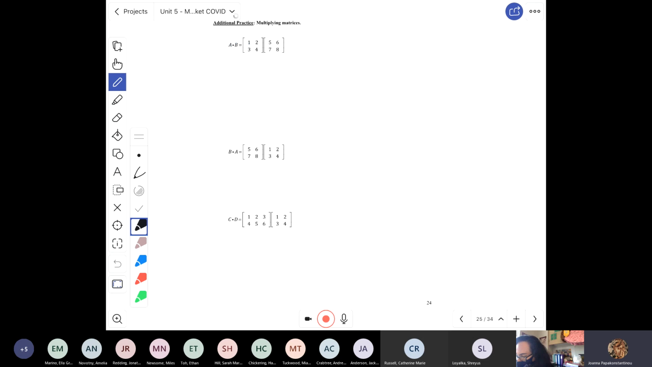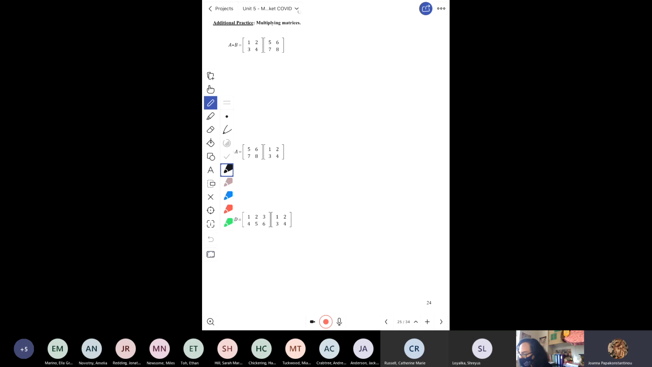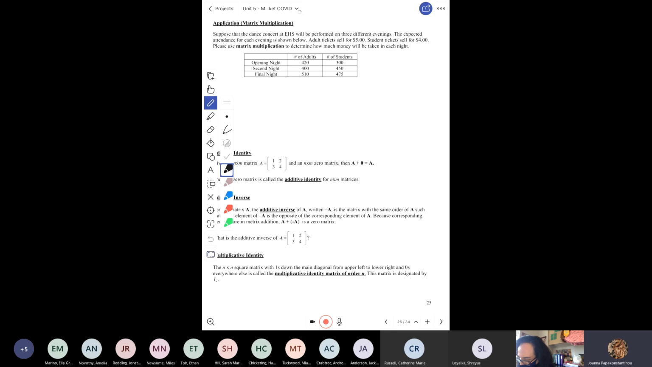Okay, on this page you have more practice. I'm going to let you do that in a minute, but what I would like to do is talk about how we can recognize and utilize matrices in a word problem. So here's a beautiful application problem. Okay, so you have practice there, but then you also have on my math lab, right?